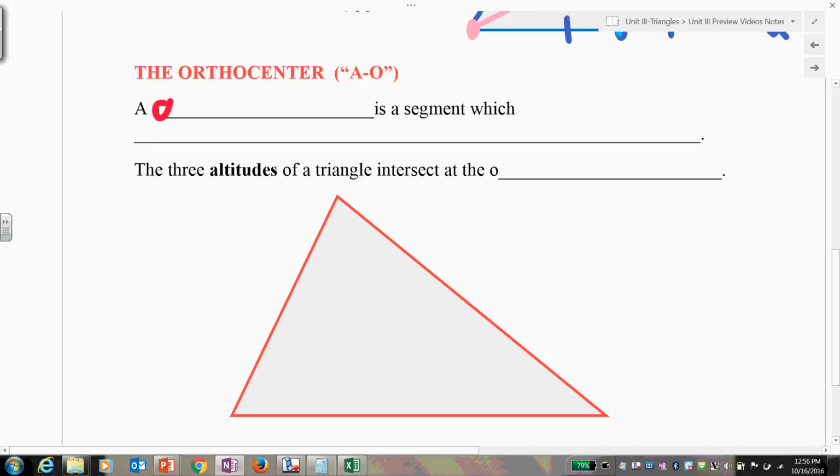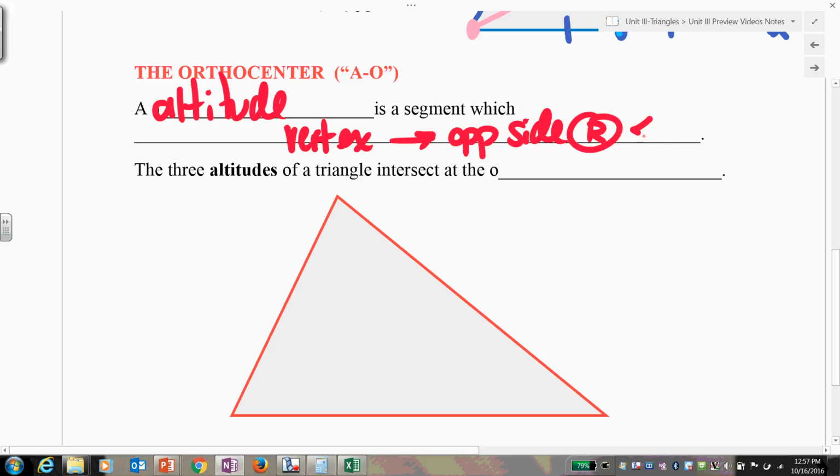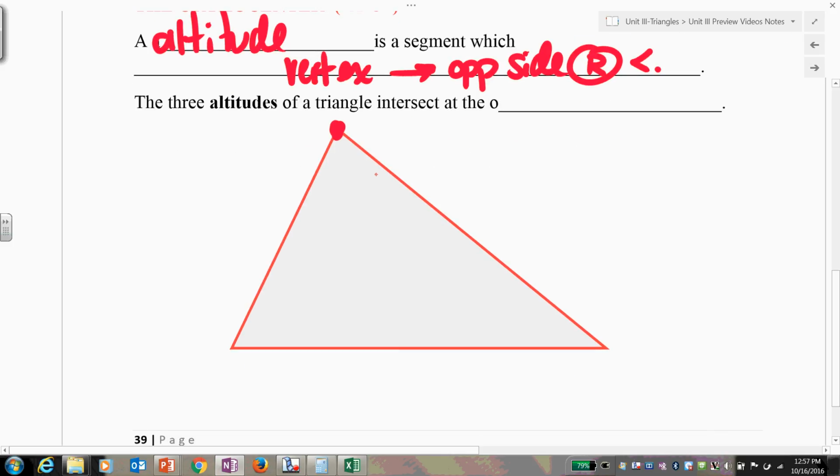An altitude is a segment which connects a vertex to the opposite side at a right angle. You're going to need a straight edge for this. Ready? We're going to draw 3. Darken that vertex. You're going to line up a straight edge, and you're going to make an altitude go straight to the opposite side at a right angle. Go through the side. That's an altitude.